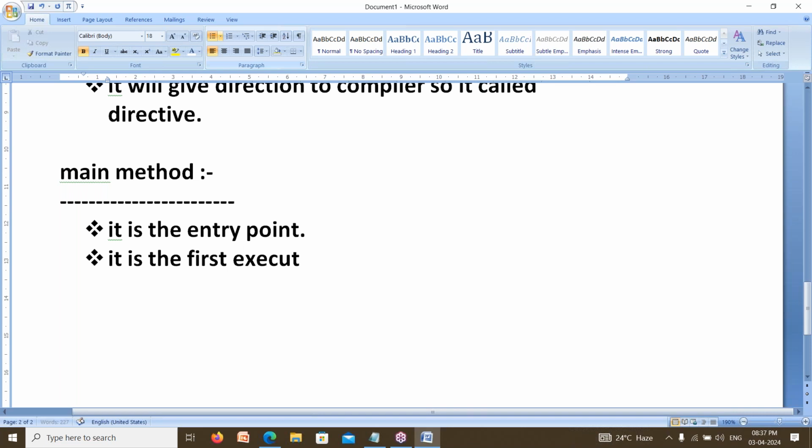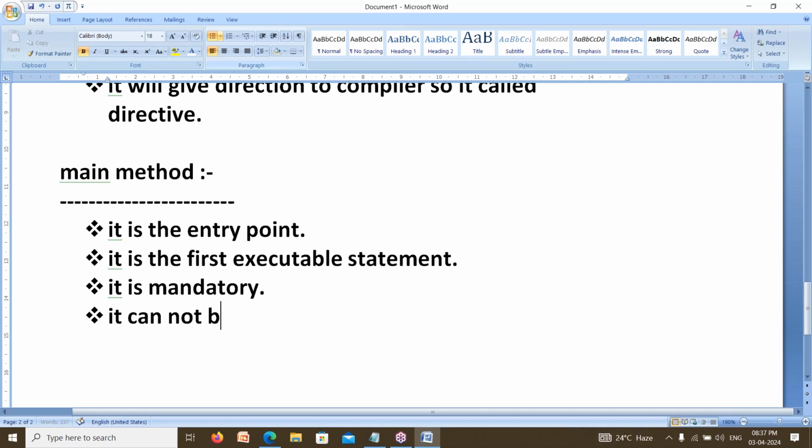It is the first executable statement. In any program, you have to write at least one main method. So it is mandatory. Mandatory means compulsory. But you cannot write multiple main methods. Only one main method you have to write. It cannot be duplicated. It is core. Core means very, very important.